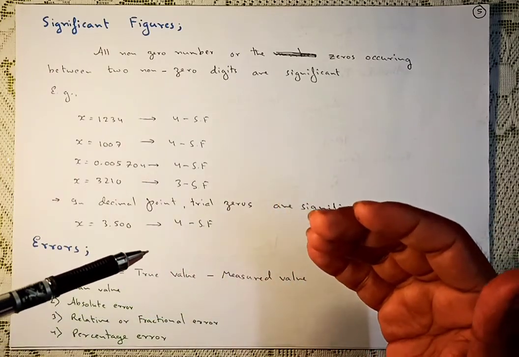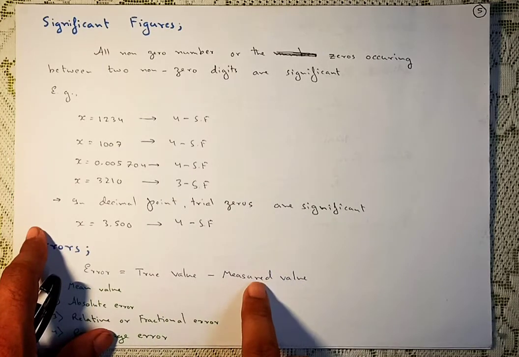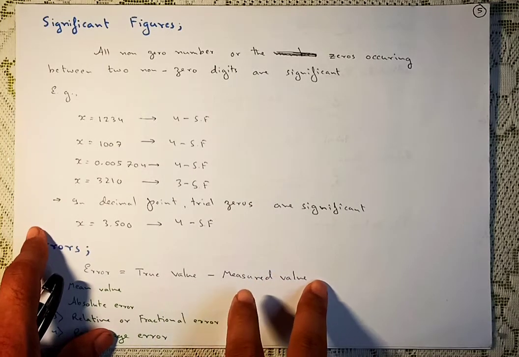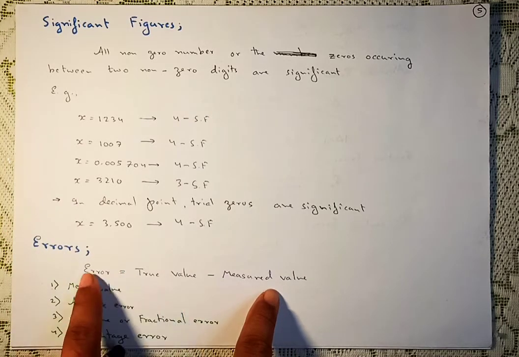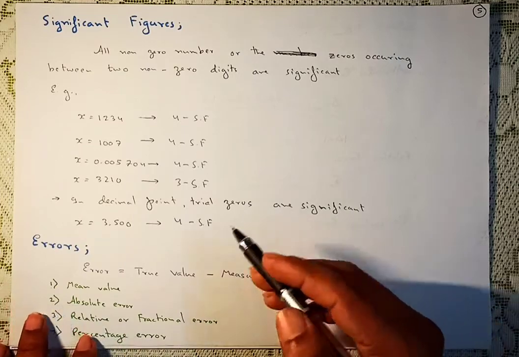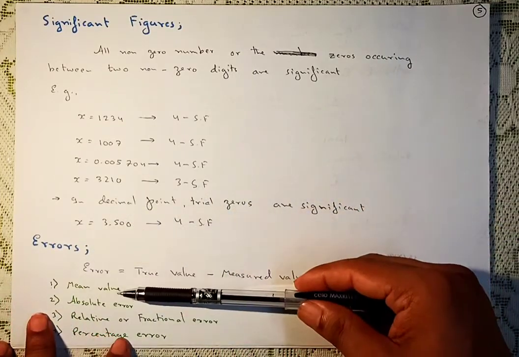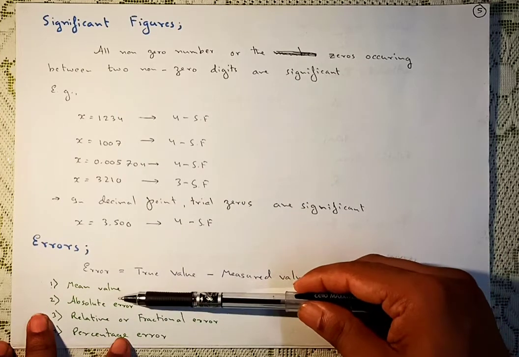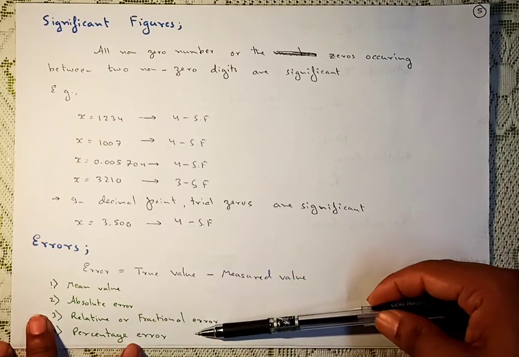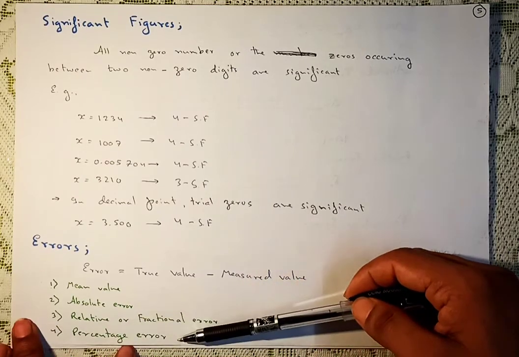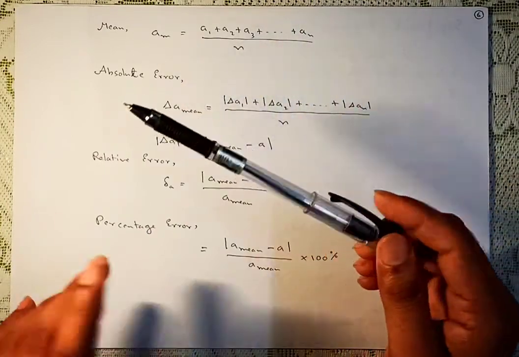So on doing so, true value minus the value you are going to get becomes your calculation for error. And in order to calculate errors, in case of units and dimensions, you have certain ways. For example, calculate the mean value first, then absolute error, relative or fractional error, and then finally percentage error.